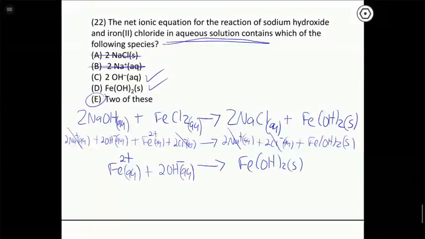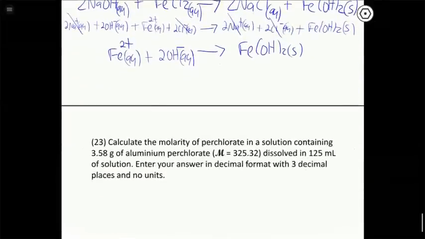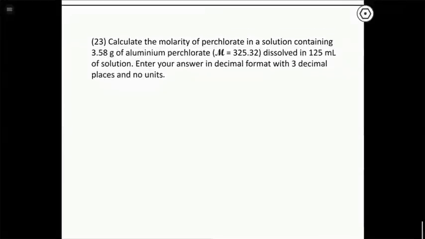All right, and then finally the last one for today, calculating molarity. So we have 3.58 grams of aluminum perchlorate dissolved in 125 milliliters of solution, and we want to know what is the molarity of perchlorate itself, okay? There's going to be a few steps here. We do need the chemical formula for this. I gave you the molar mass, but because we're talking about the concentration of one of the ions, we need to have that as well.